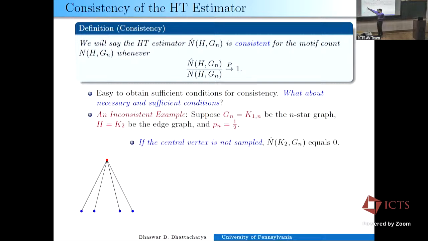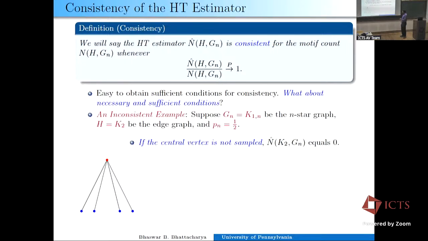If you sample this vertex, then okay, you can see some neighbors. But suppose you do not sample this vertex: you get an empty graph. Maybe you sampled some leaves, but what does it matter? No edges got sampled. So if the central vertex is not sampled, the estimate is identically 0. So automatically, this result says it's inconsistent, because it is 0 with probability half. I don't have to go any further.